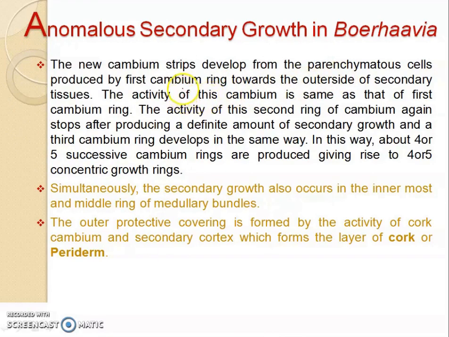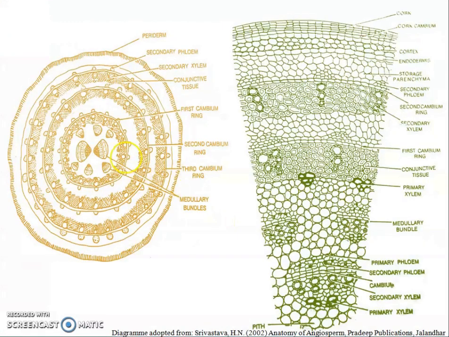produced by the first cambium ring towards the outer side of the secondary tissue. The activity of this cambium is the same as that of the first cambium ring, and the activity of the second ring of cambium again stops after producing a definite amount of secondary growth, and a third ring develops in the same way. In this way, about 4 or 5 successive rings are produced, giving rise to 4 or 5 concentric growth rings. Simultaneously, the secondary growth also occurs in the inner ring, middle ring, and the innermost rings.